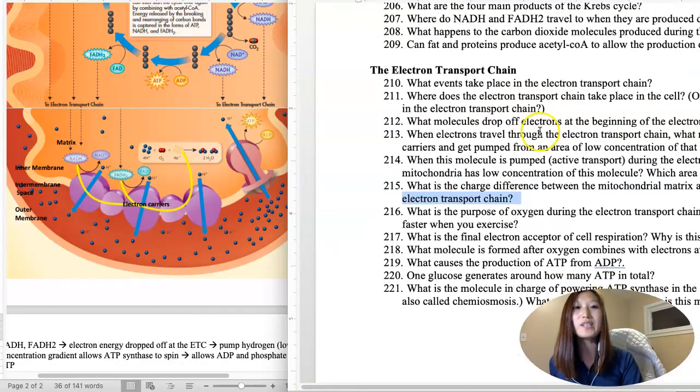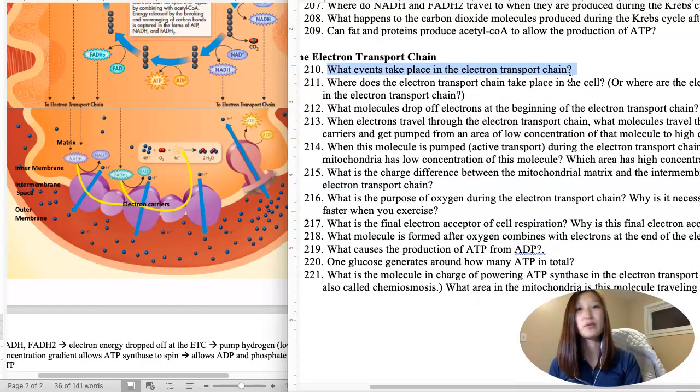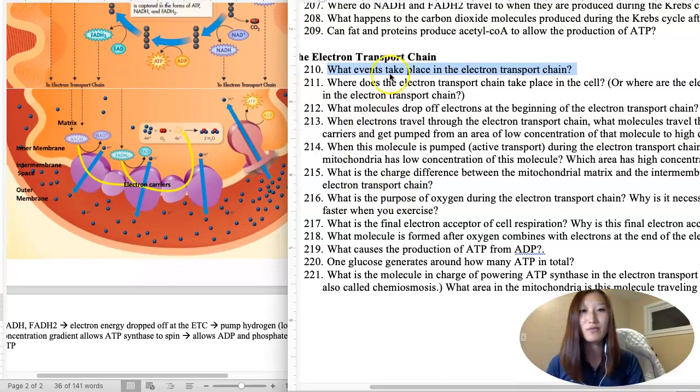Okay, so let's take a look at the questions. We are looking at the electron transport chain. What event takes place in the electron transport chain? Electrons get dropped off by the electron carriers. Eventually we make ATP. Or you can talk about the entire process, but really that's what I'm looking for.